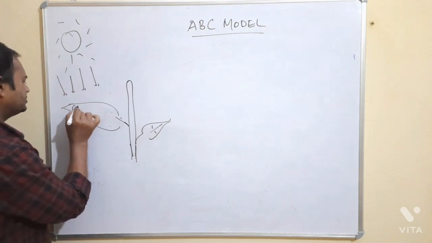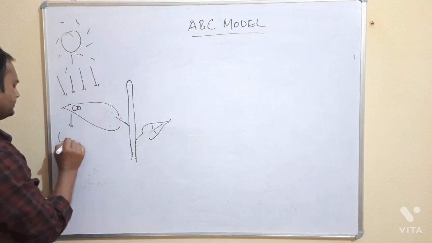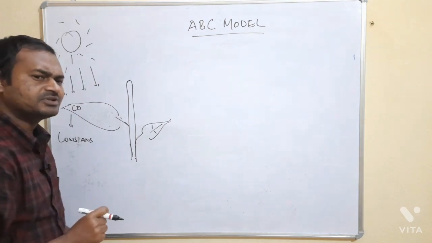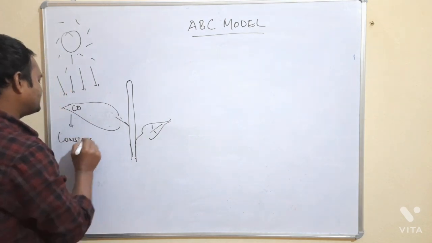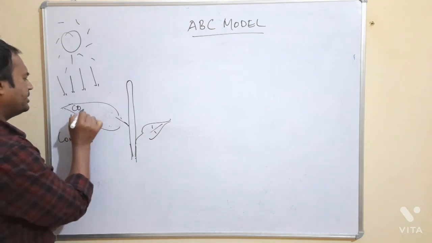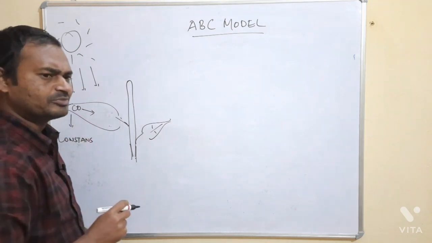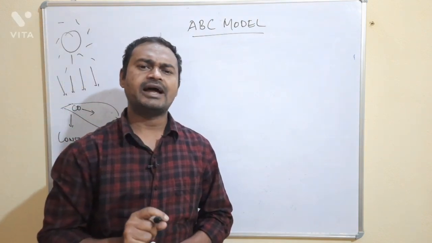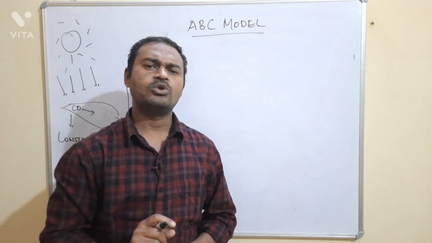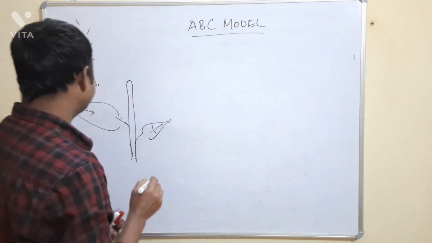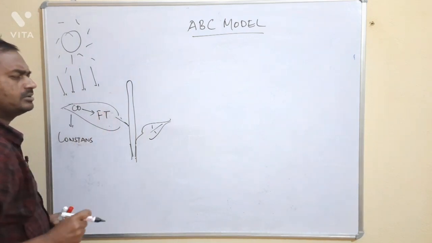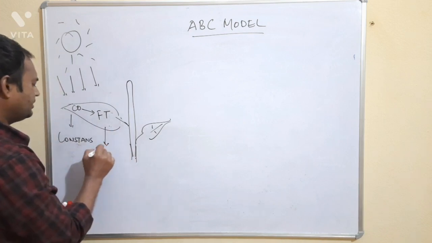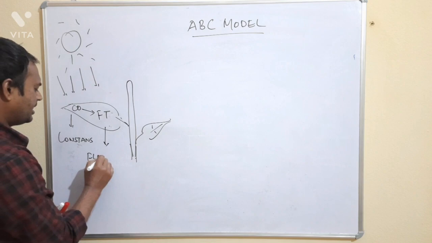The constans gene, see your constans gene, transcription of the constans gene occurs, and the constans protein is made. Due to the presence of the constans protein, it acts as a transcription factor for another protein, and that is called the flowering locus T, and it is represented as FT.